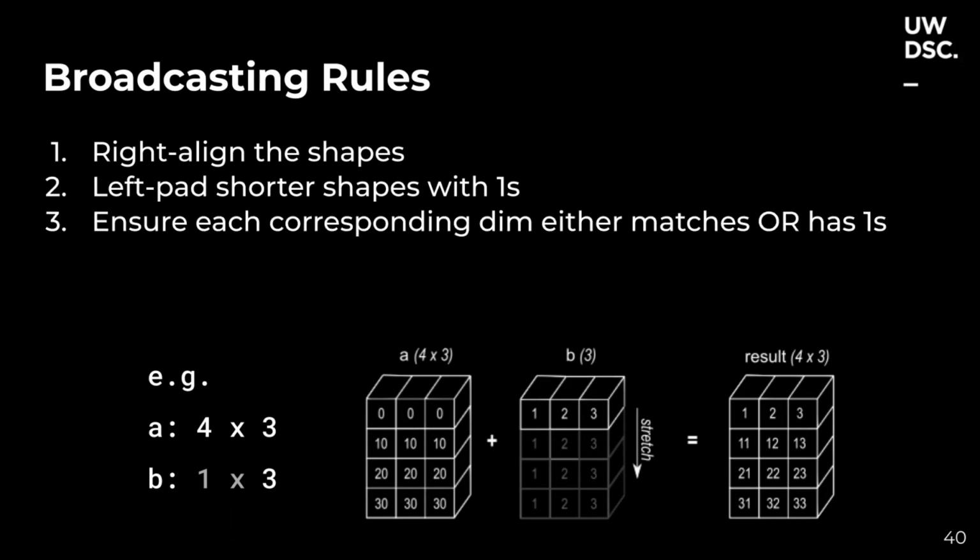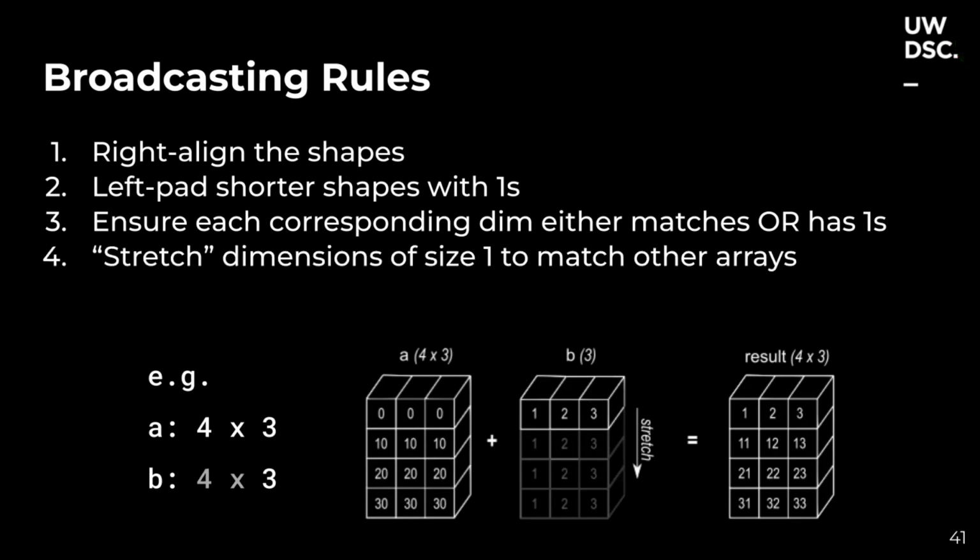The next thing is that we have to check, okay, do the corresponding dimensions either match or have 1s? Here we can see that these two dimensions are corresponding and they match, which is good. And these two dimensions are corresponding, a 4 and a 1, and that's totally fine. It either has to match or have a 1. And you'll see in the next step why this 1 is important. The last thing we do is we stretch these 1 dimensions to match the dimensions of the larger arrays. In this example here, B used to pretend to have a 1 here, and now it stretches to pretend to have a 4. So now these two things are the same shape, and we can add them together element-wise to produce this final result here.